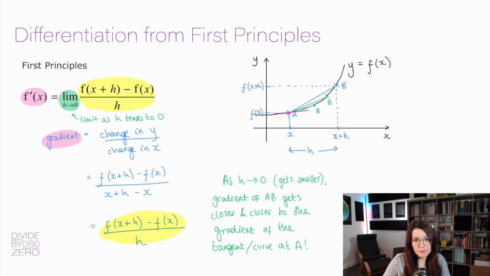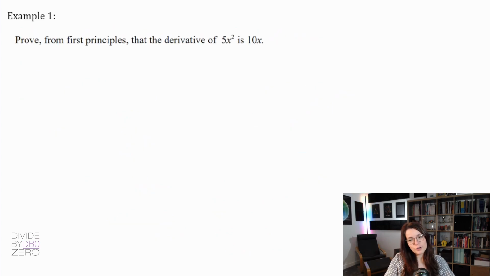So the differentiation from first principles formula allows us to arrive at the derivative via a different method to what we're used to. Example 1. Prove from first principles that the derivative of 5x squared is 10x. So if you see those words, first principles, I'd recommend you go to your formula book straight away and make a note of the formula.